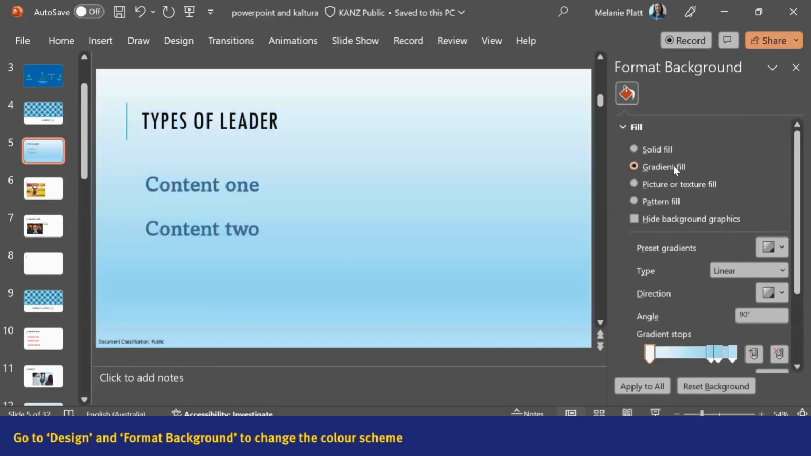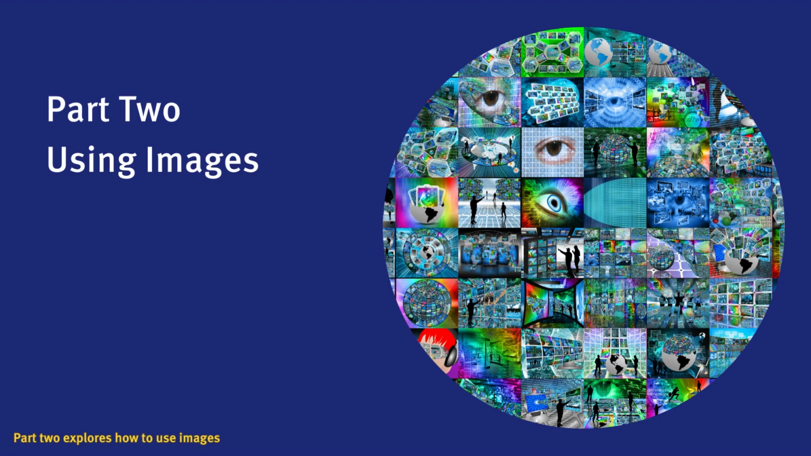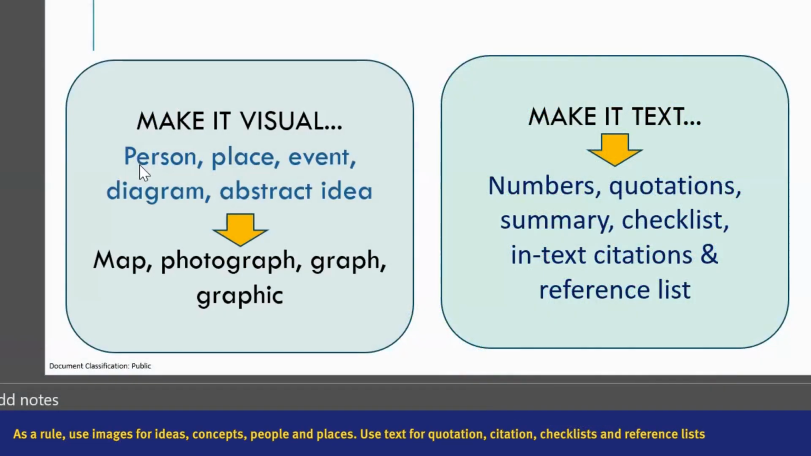In the second part, I'll talk a bit more about how to use images. As a rule, presentations should be visual and use images more than text. You can use images to represent people, places, ideas, so you could use images from photographs or graphs or other graphics. You do need to use text for some things like quotations, summaries, your in-text citations and your reference lists. But as a rule, try and reduce the text.